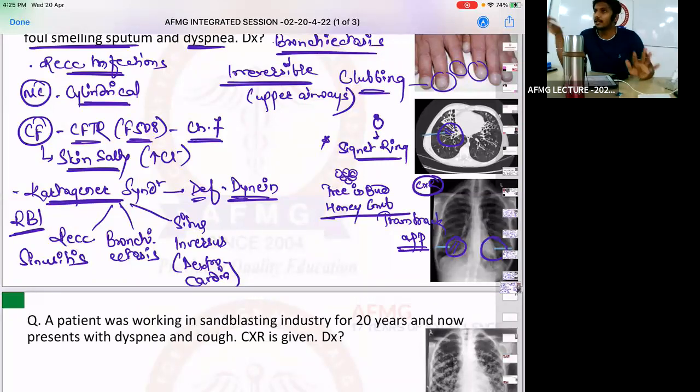Infertility is not a part of the triad. Infertility is only seen in males, therefore it is not a part of the triad. Male infertility is seen. So it is not a part of the triad.